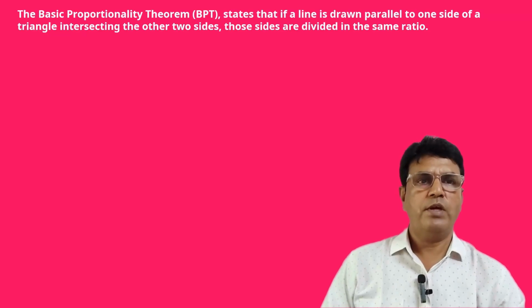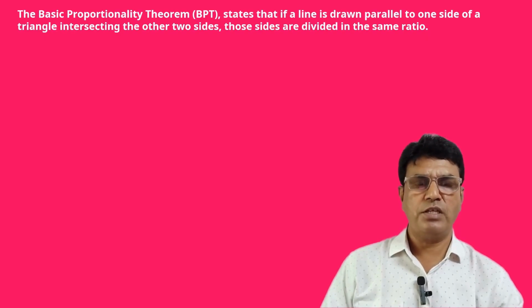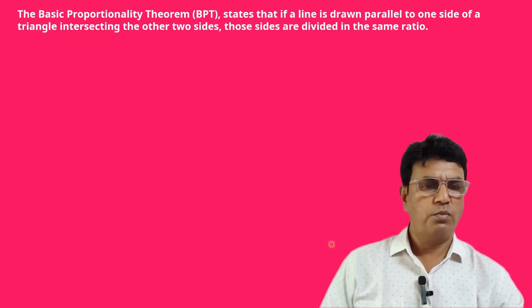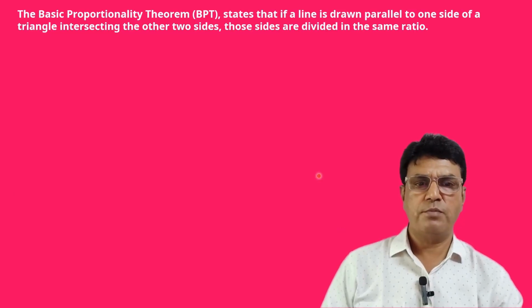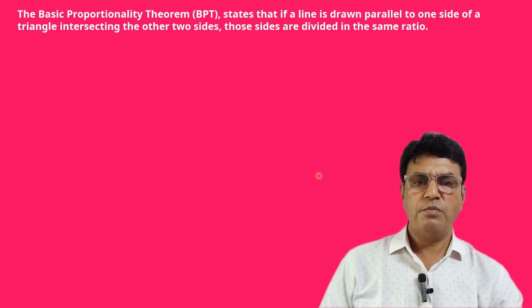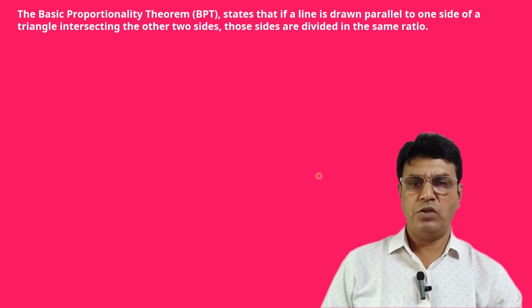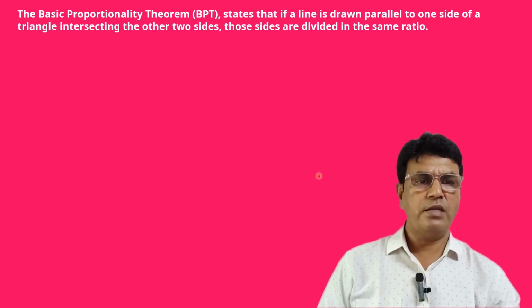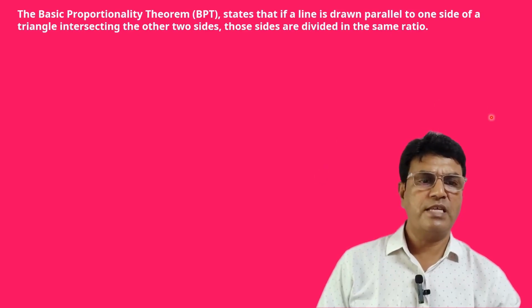Hi everyone, today we are going to master one of the most important theorems in geometry, that is the Basic Proportionality Theorem. In short, we say it as BPT. So before we begin with the proof of the Basic Proportionality Theorem, let me state it. The Basic Proportionality Theorem states that if a line is drawn parallel to one side of a triangle, intersecting the other two sides, those sides are divided in the same ratio.